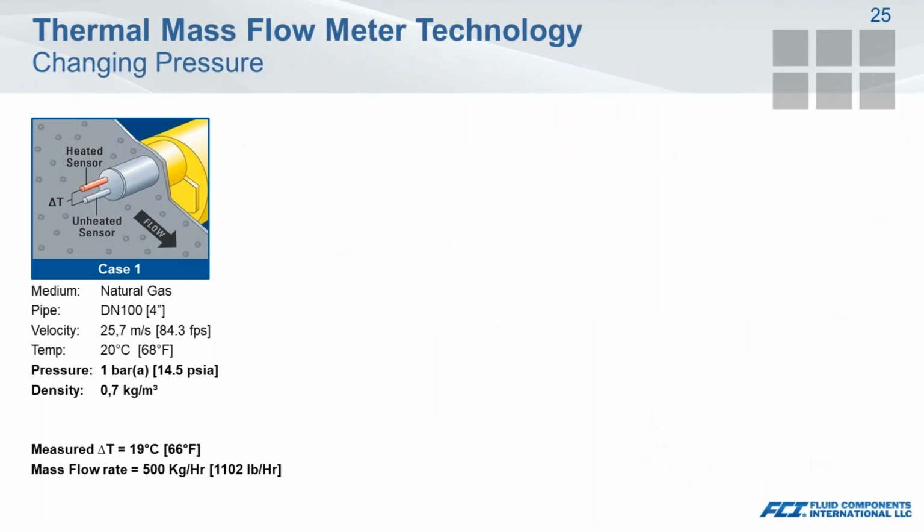So what we'd like to do is look at a couple of conditions, one being when we have changing pressures in our system. In this case, we're going to look at natural gas under an atmospheric pressure, basically giving us an output of roughly 500 kilograms per hour.